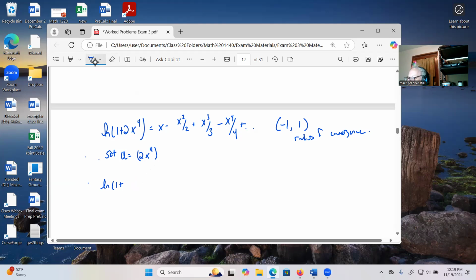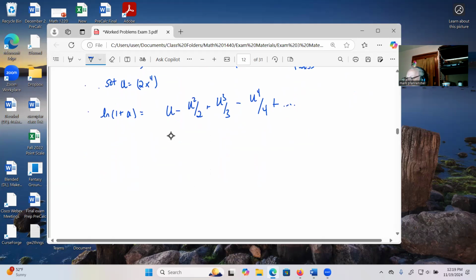There we go, 1 plus u. This is going to be u minus u squared over 2 plus u cubed over 3 minus u to the fourth over 4 plus dot, dot, dot. Now, we set u equal to 2x to the fourth. So what we're really saying is that we have 2x to the fourth minus 2x to the fourth squared over 2 plus 2x to the fourth cubed over 3 minus 2x to the fourth to the fourth over 4 plus dot, dot, dot.